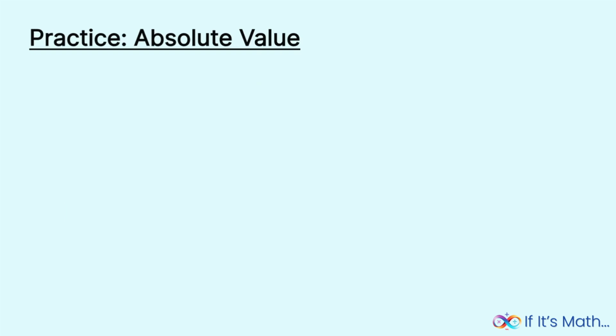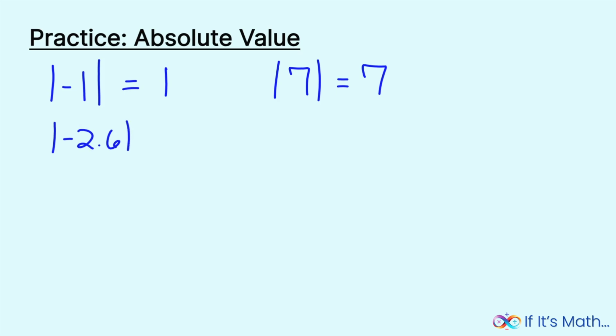So let's practice on a few of these. They're pretty straightforward, but it's important to look at all the complexities that could come out. If you have the absolute value of -1, remember the absolute value of a negative number is just the positive of that number. So the absolute value of -1 is 1. We have the absolute value of 7. Well, the absolute value of a positive number is just that number, so that's going to be 7. If we have the absolute value of -2.6, again, you just drop the negative. So that is going to equal 2.6.